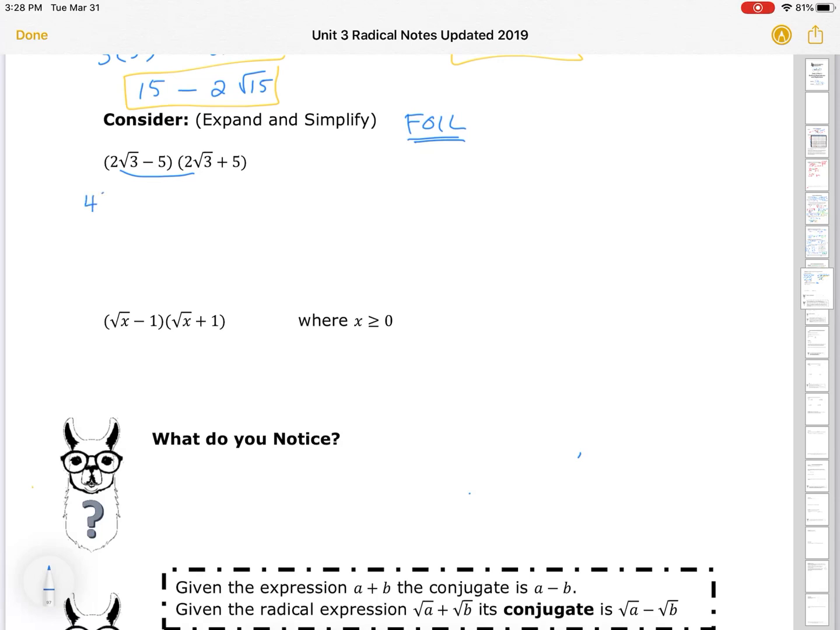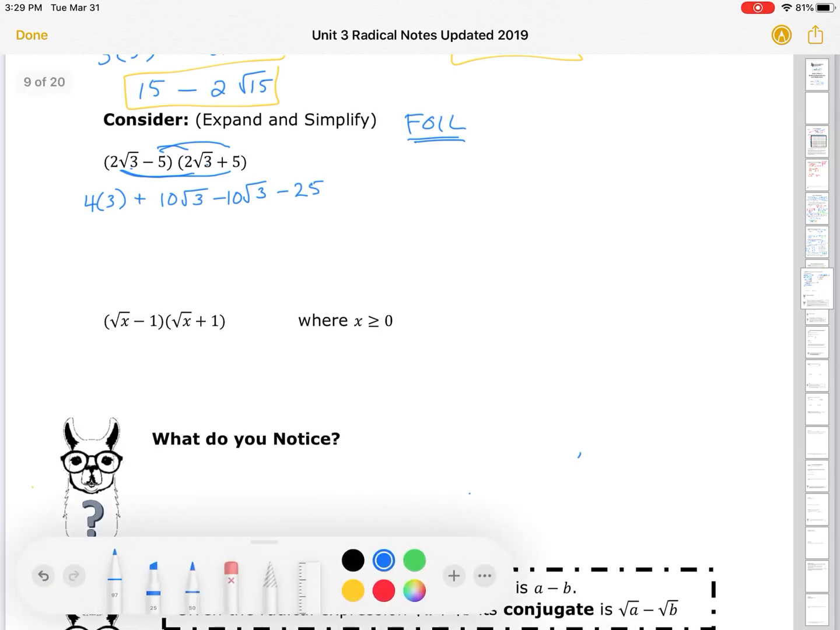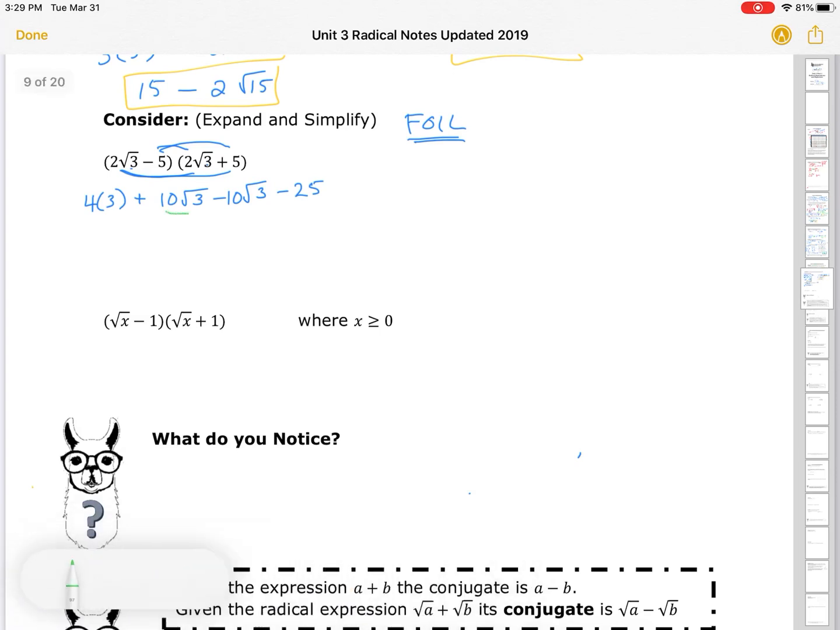Multiplying first, 2 root 3 times 2 root 3, we're going to get 4 times 3 because root 3 times root 3 equals 3. Plus, doing our outer, 2 root 3 times 5 would be 10 root 3. And then our inner, negative 5 times 2 root 3 is negative 10 root 3. And then our last would be negative 5 times 5, which is negative 25.